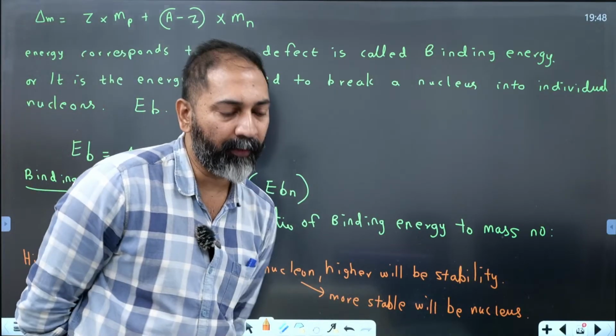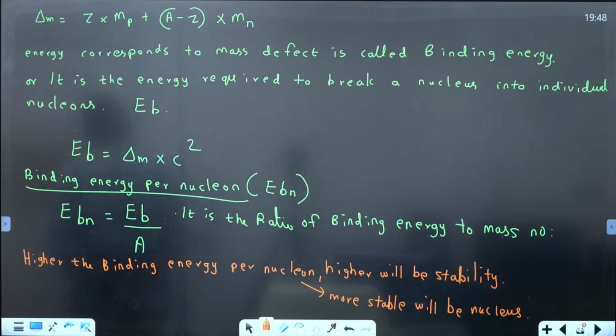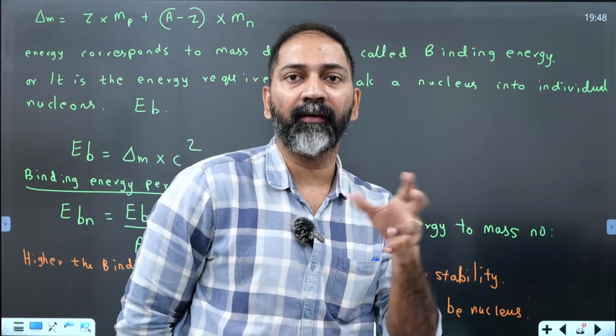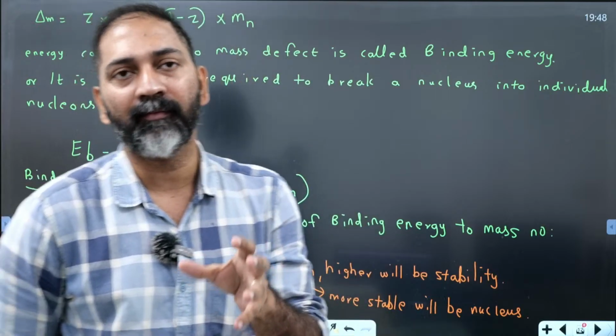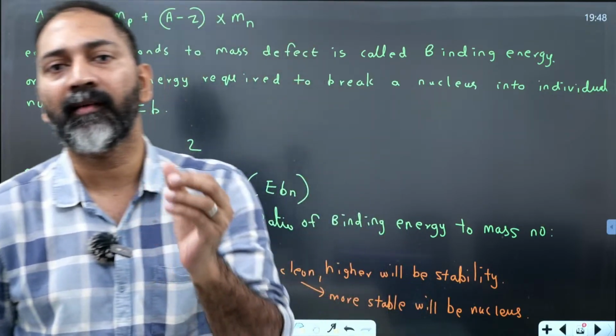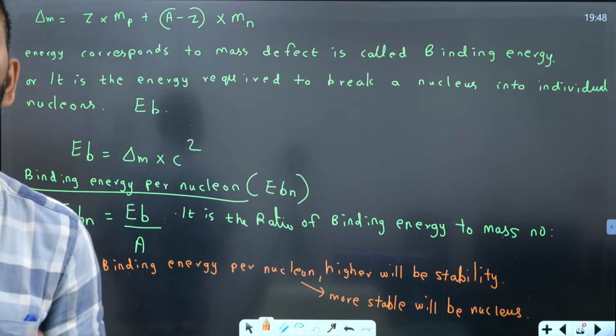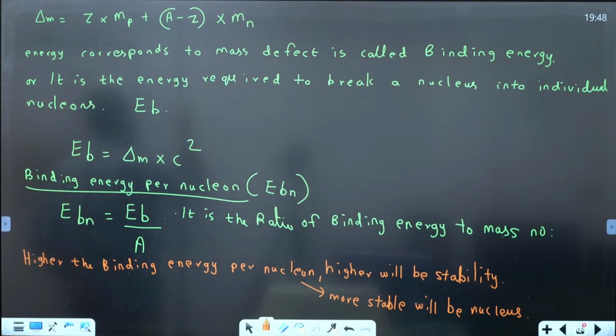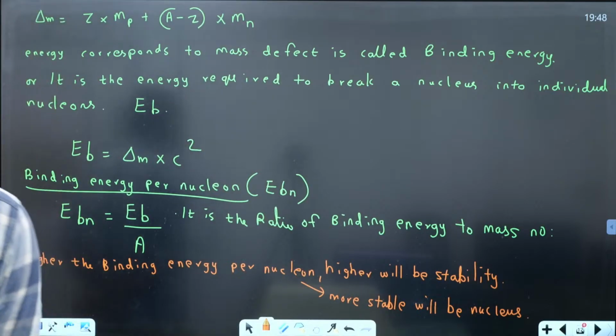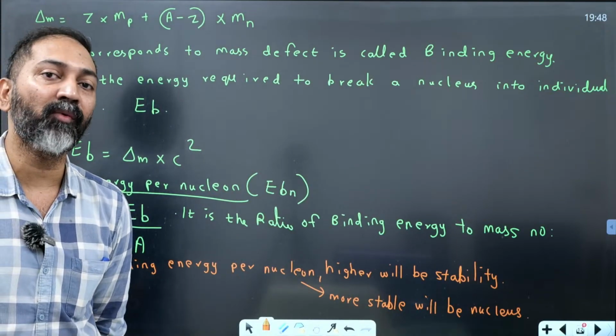Why are we taking it per nucleon? We are understanding how much energy is required to break a nucleus into individual nucleons. Suppose there is a nucleus with a large number of nucleons, and these nucleons have large binding energy. This tells you that it is not easy to break that nucleus. Because the constituents of a nucleus are what? Nucleons.